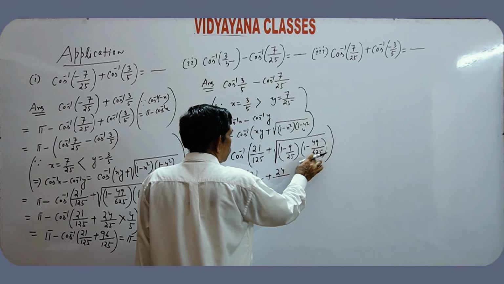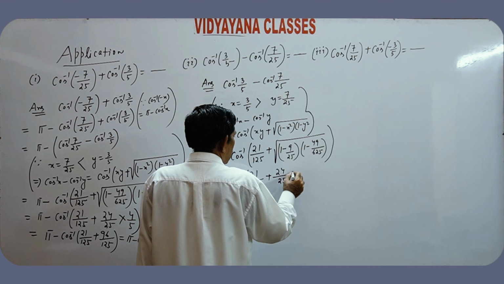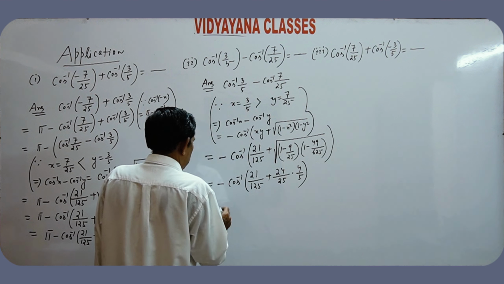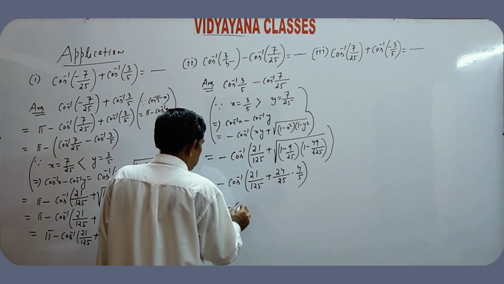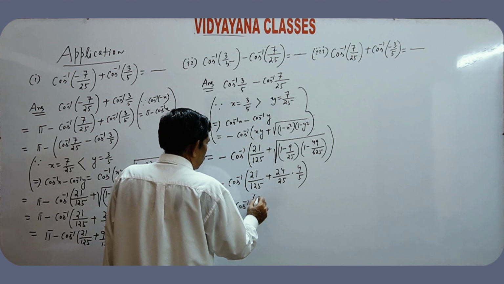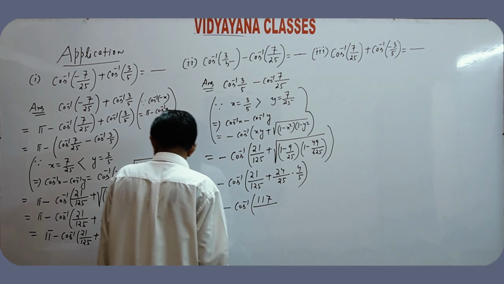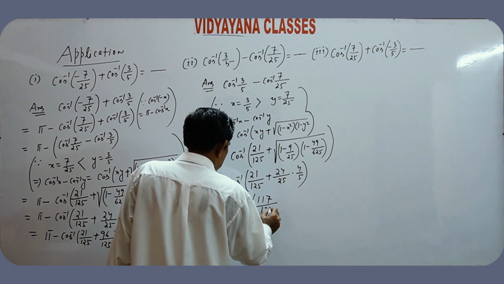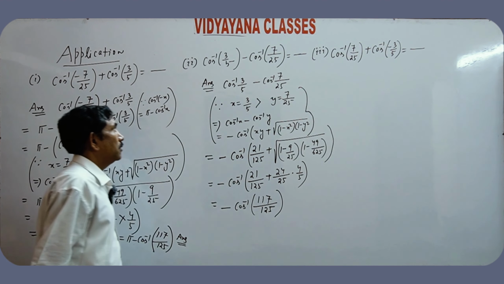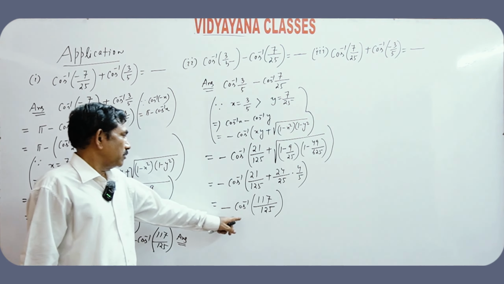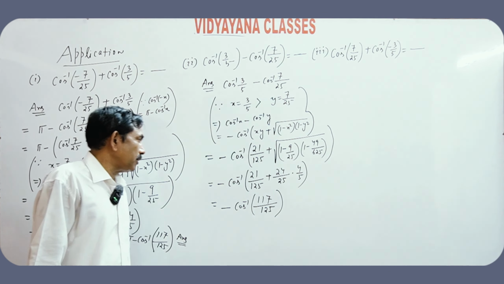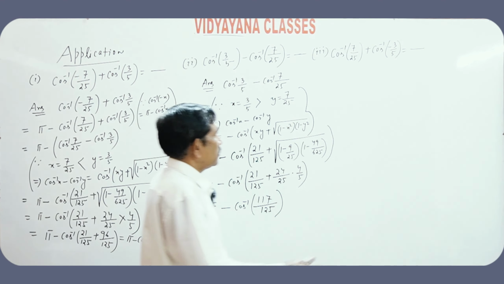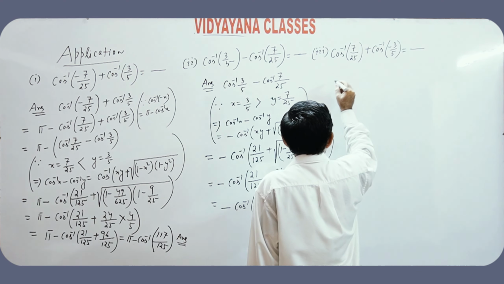Minus cos inverse of 21 divided by 125 plus 24 divided by 25 into 4 by 5, which is same as minus cos inverse 117 divided by 125. So this result is minus cos inverse 117 divided by 125. Clear? Okay. Third bit.